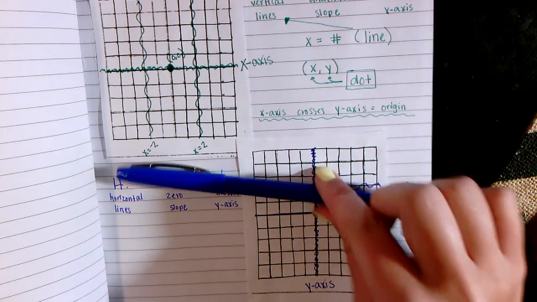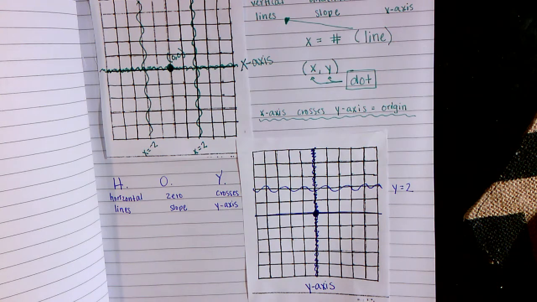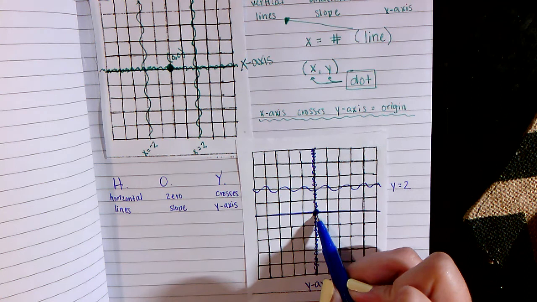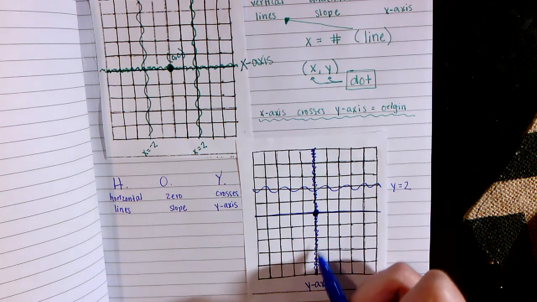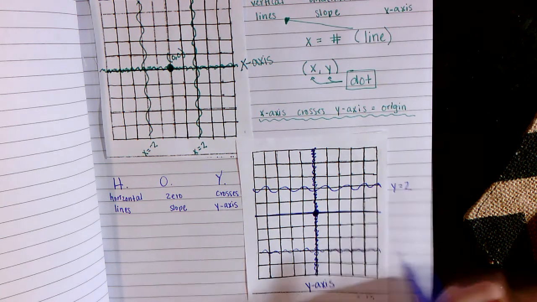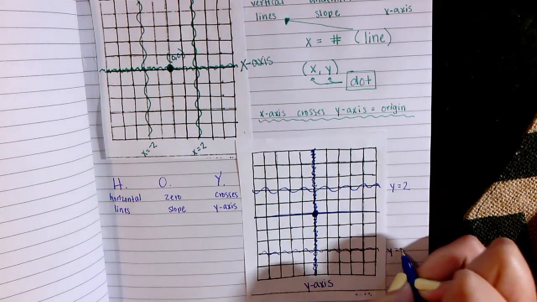And you can do this for any number. What about if I said, where is y equals negative 3? Well, always start from your origin and go down 3: 1, 2, 3. This down here is negative 3. Y equals negative 3.